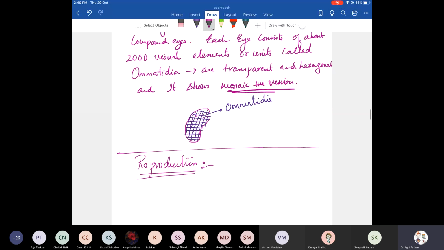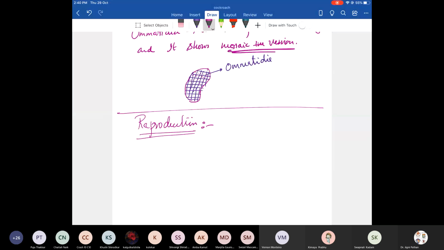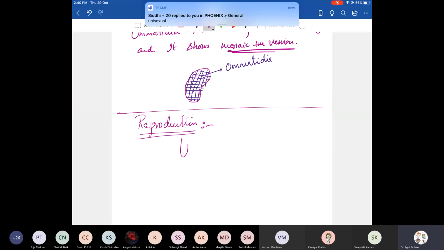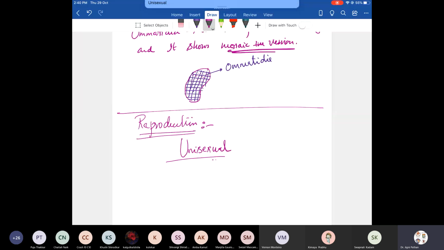Okay. Reproduction. Cockroach is unisexual or bisexual? Very good. Unisexual. Not bi, they're unisexual. What is the difference between unisexual and bisexual? Unisexual means the male is separate, female is separate, whereas bisexual means you have both male and female in one organism. Is it clear?